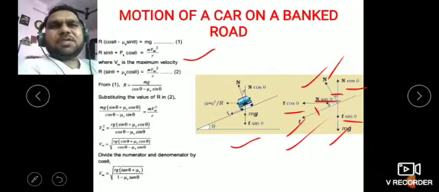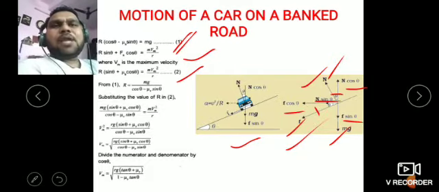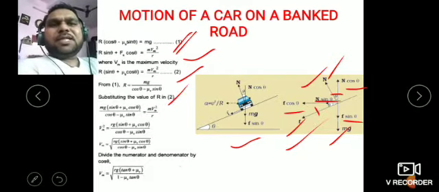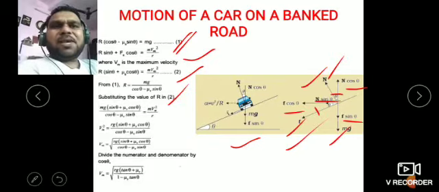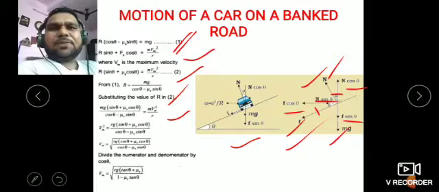So we will get equation number 2: R (sin theta + mu_s cos theta) = m v² / r. From the first equation, you calculate the value of R and put it in the second equation. So you will get this equation. Now you will cancel m on both sides, and by rearranging you will get v_m² = r g (sin theta + mu_s cos theta) / (cos theta - mu_s sin theta).